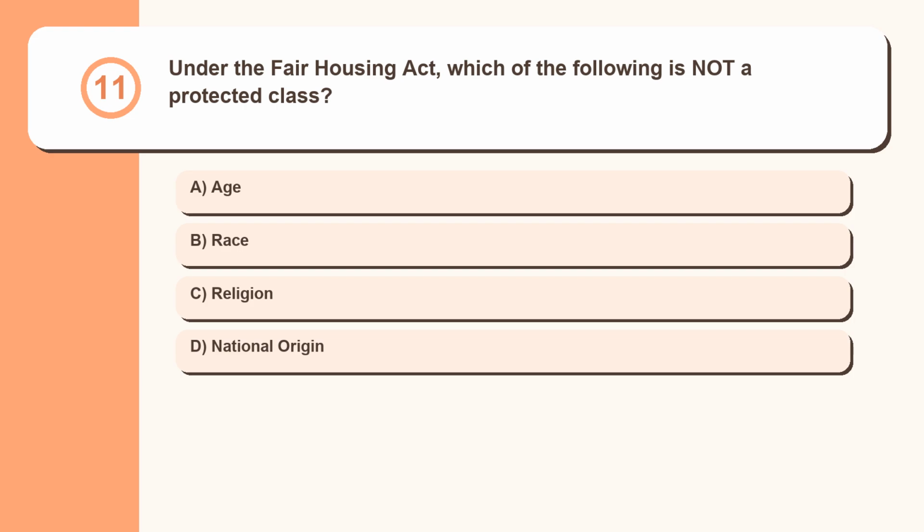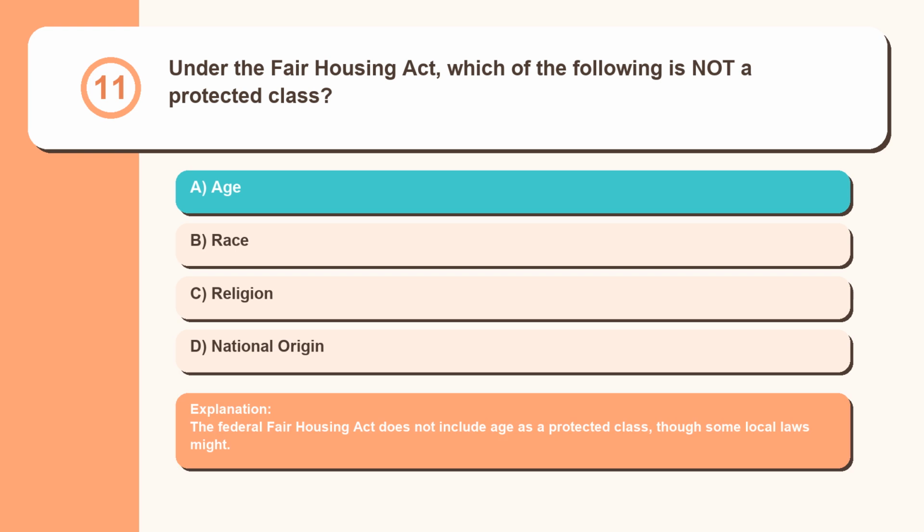Question 11. Under the Fair Housing Act, which of the following is not a protected class? Age, race, religion, national origin. The Federal Fair Housing Act does not include age as a protected class, though some local laws might.